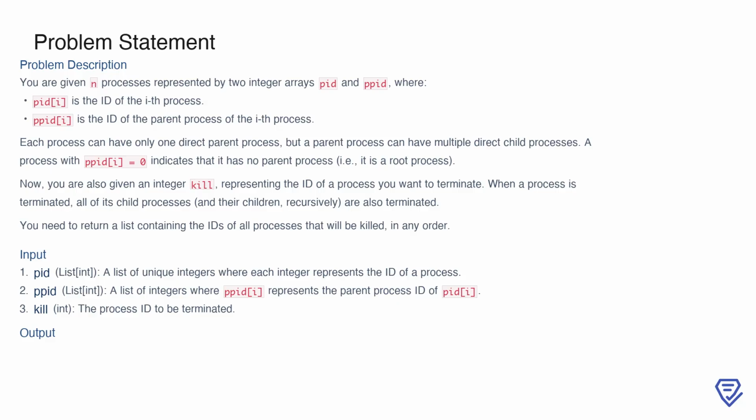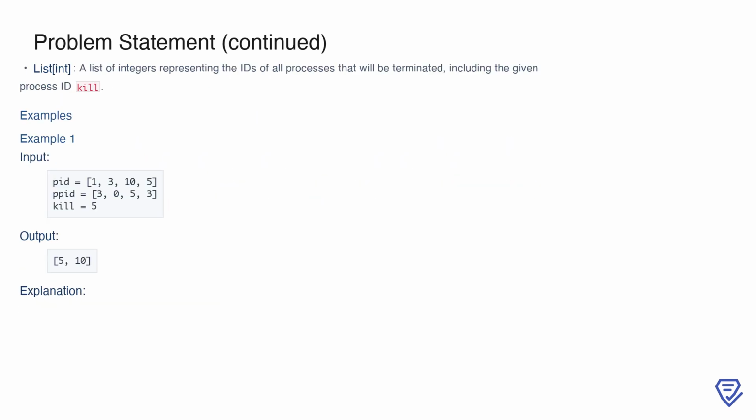The goal is to terminate a specific process, identified by its kill ID, and as a result, also terminate all of its child processes, including their descendants recursively. The challenge is to return a list of all the processes that will be affected by this termination, in any order. The output of the problem is a list of integers, which includes the kill process ID and all other process IDs that will be terminated as a consequence.